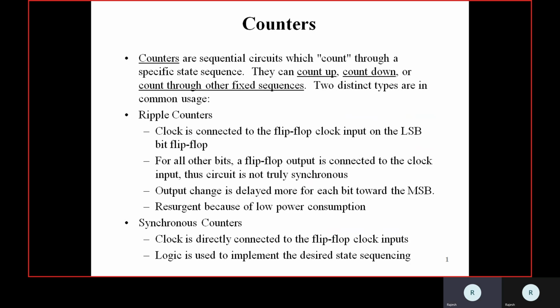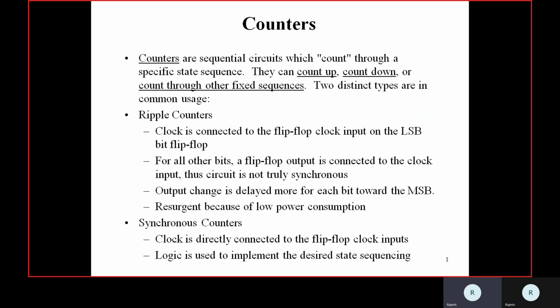And if you go for synchronous counters, the clock applied is the same. So what do you mean by clock? Clock is nothing but a sequence of pulses, high and low, with duty cycle 50%. What is 50%? The on time is equal to the off time. So it is a sequence of square pulses where on time is equal to off time, having 50% duty cycle. If that clock is applied to all the flip-flops simultaneously, then it is called synchronous.